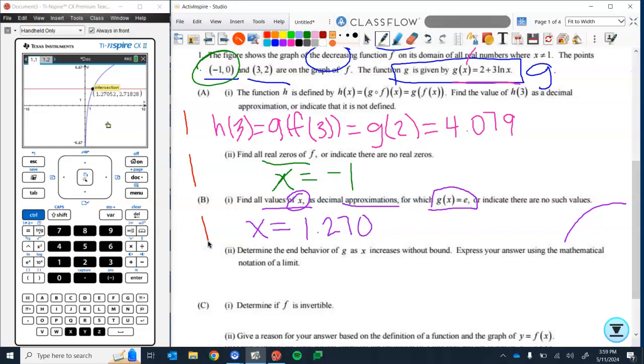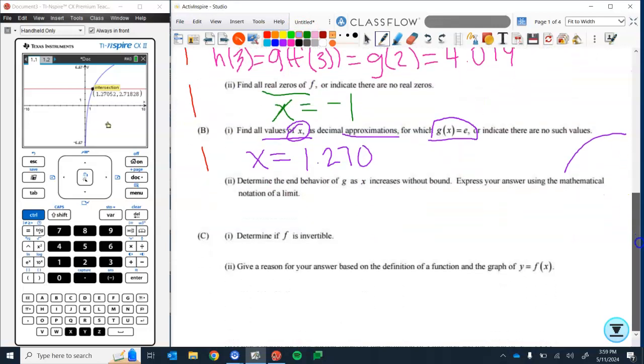So then we talk about end behavior, right? Determine the end behavior. Express your answer using the mathematical notation of a limit. Okay, and we're talking about g, not f, so I got to look at the right thing. So I'm going to say the limit as x approaches something of g of x equals something. Okay, so then I have to figure out what those somethings are.